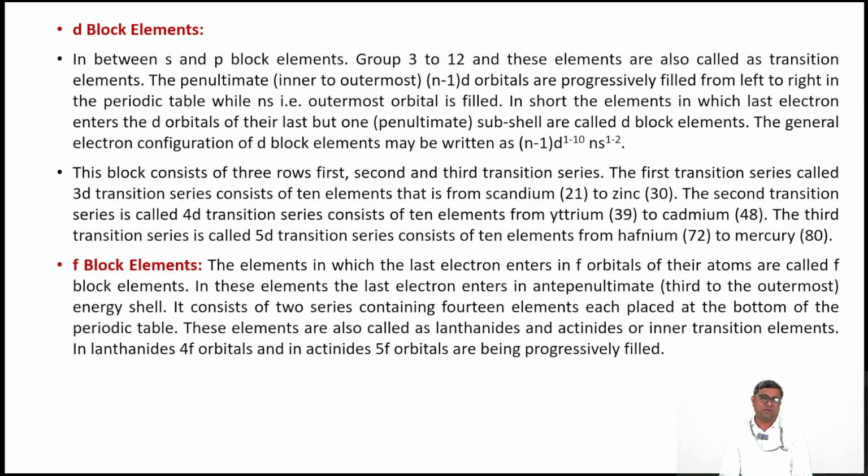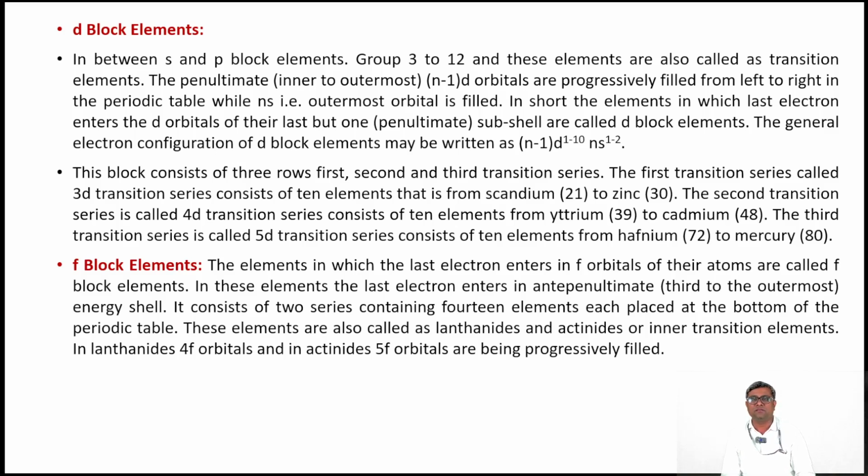After the d block, at the bottom of the periodic table there is the f block elements. Again the same thing: the elements in which the last electron enters the f orbital are called F block elements. Such elements are included in the F block elements. Like in the transition series elements, the F block elements are those in which the last electron enters the anti-penultimate shell.